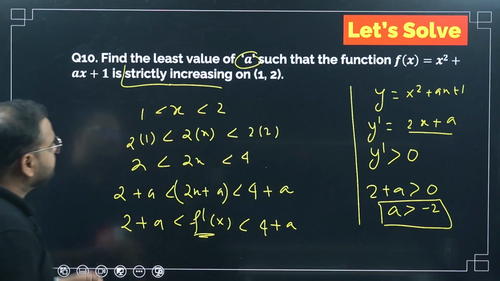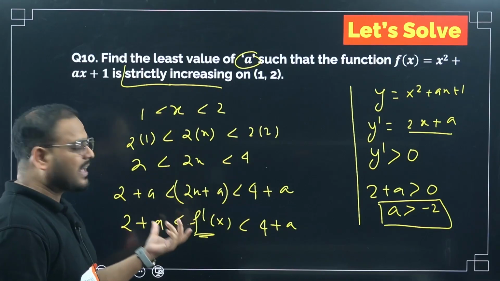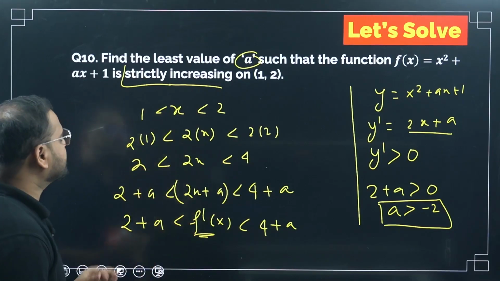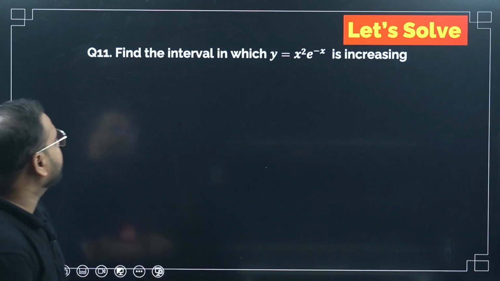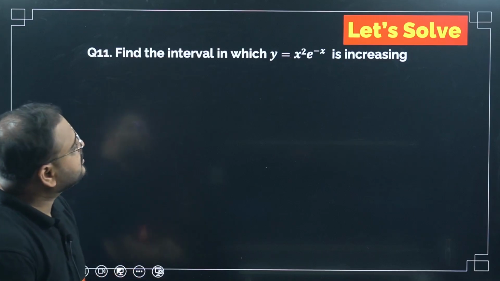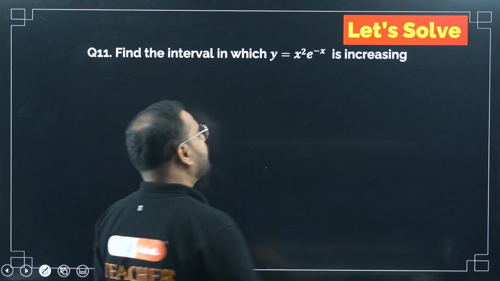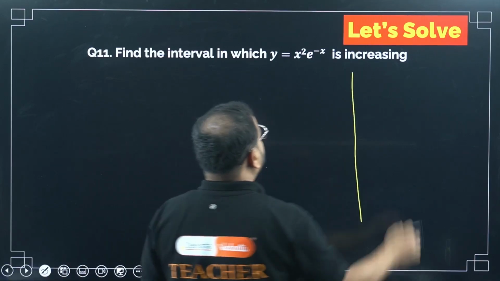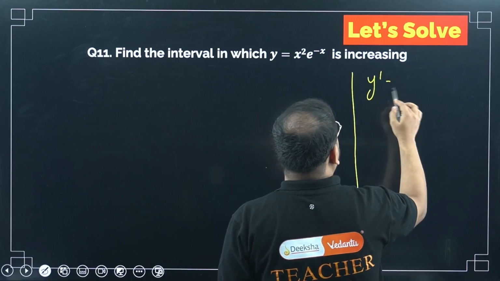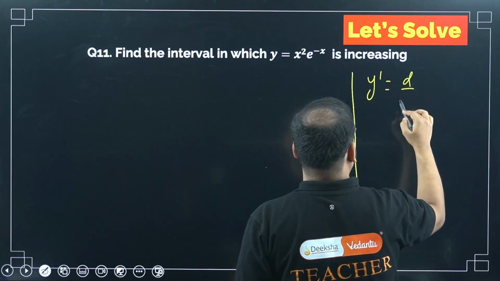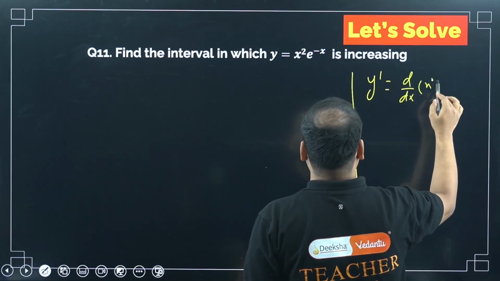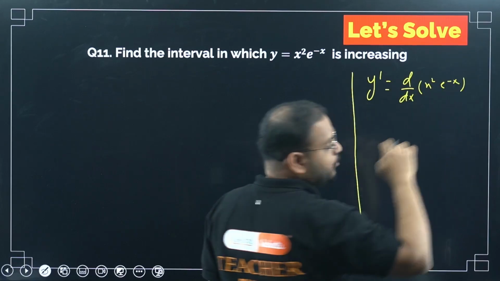Okay, moving on. Good question, because it is not calculated, but you have to use your mind to solve this problem. Find the interval in which this is increasing. What is the first thing that we do? First thing is find the derivative. So let's check here. Y dash will be the differentiation of x square e power minus x.